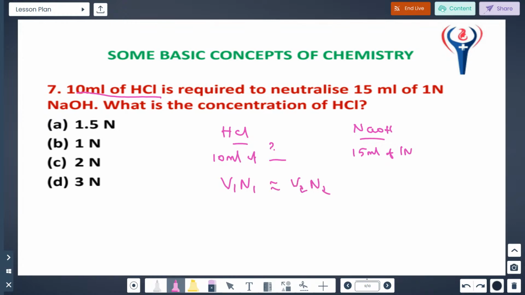Here on this side, everything is given. Volume is 15, normality 1. On the left-hand side, we only know the volume, 10. So N1, we don't know. Therefore N1 is equal to, 10 goes to that side, 15 by 10, which means 1.5 normality. Simple sum. Answer A is the correct one.